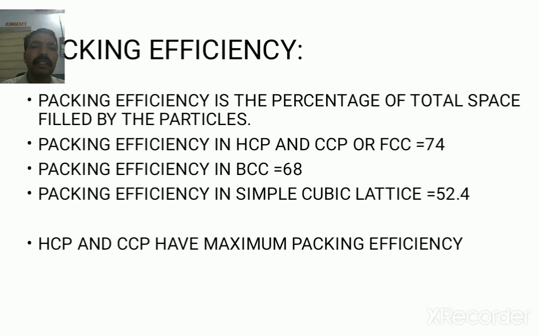Packing efficiency in SCP and CCP. CCP is also called FCC, face centered cubic lattice, having a packing efficiency of 74%. The packing efficiency in BCC is 68%. The packing efficiency in simple cubic lattice is 52.4%. Out of these three, SCP, BCC and simple cubic, SCP and CCP have the maximum packing efficiency.